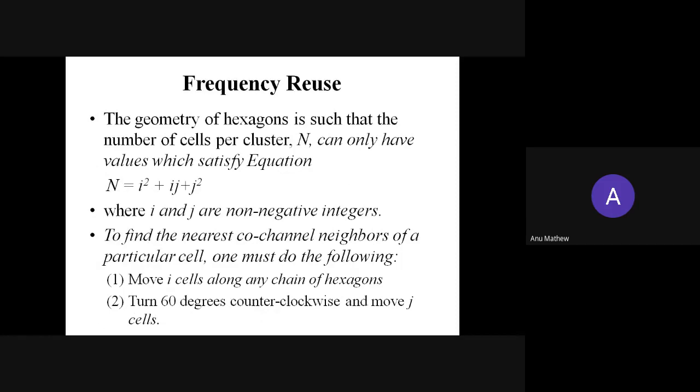Then we already said the shape of the cell is considered as a hexagon. If we consider it as a hexagon, then the number of cells per cluster N can be written as N is equal to I square plus I J plus J square, where I and J are non-negative integers. And to find the nearest co-channel neighbor of a particular cell, we have to follow the steps given below.